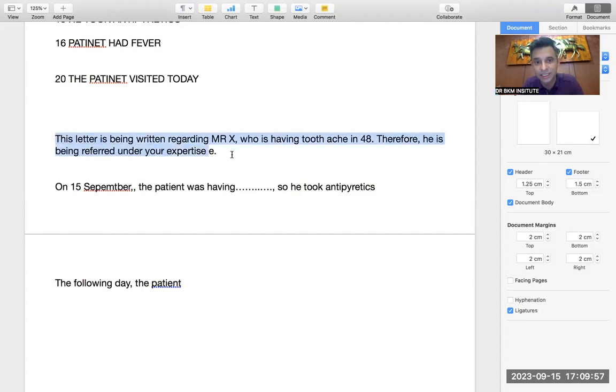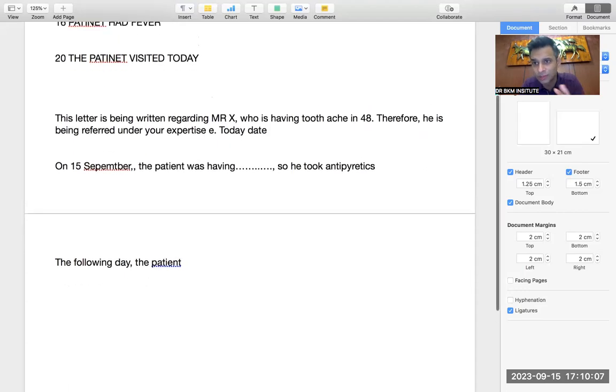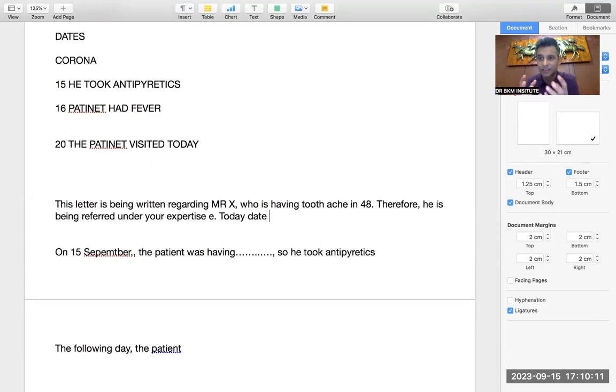This letter is being written regarding the patient. So it is about today's date. Today's date is always having the purpose. So if a letter like this will not come, obviously you know it can be a referred back letter. Referred back letter means the GP sent the patient to you. You treated the patient because you are working under a specialist. So the patient is better. You are referring the patient back to the GP.